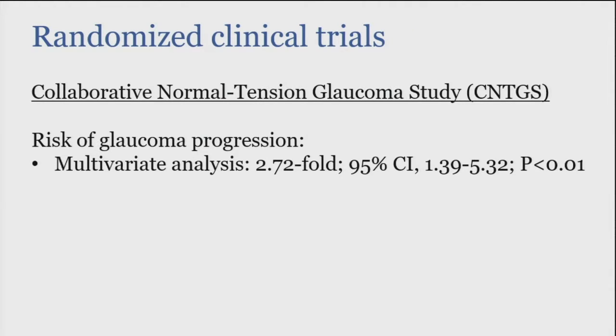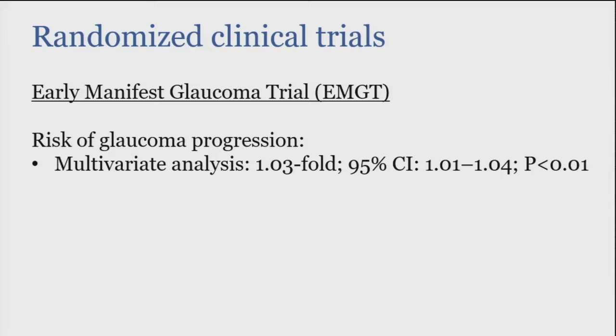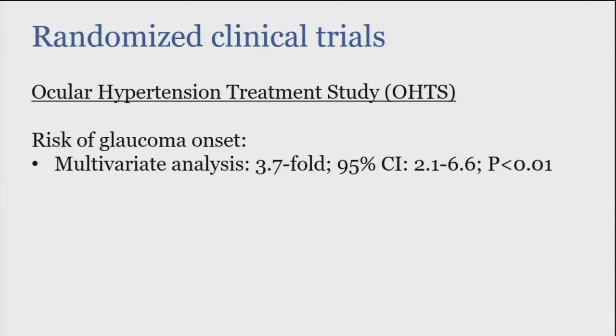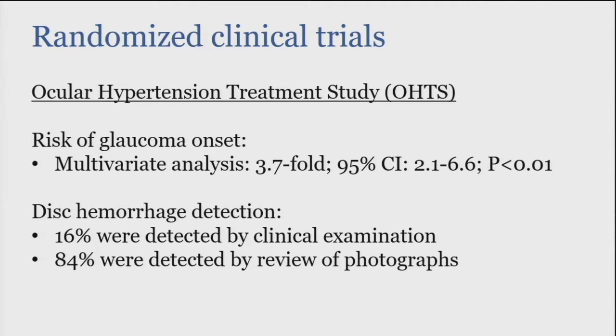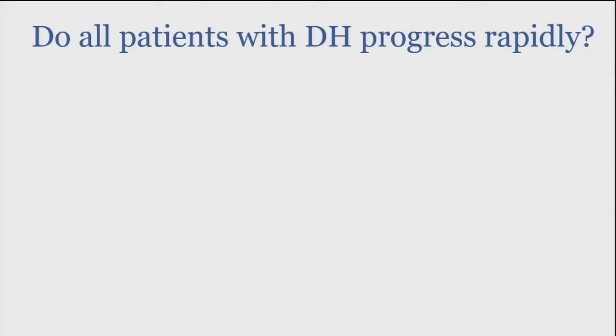All the major randomized clinical trials that tested this hemorrhage found a significant association. This is the CNTGS, which showed a 2.7-fold increase in the risk of progression. The EMGT confirmed it with a smaller effect size, but still significant. And the Ocular Hypertension Treatment Study showed in the multivariable analysis almost a 4-fold increase in the risk of glaucoma onset. But most important is that not performing disc photographs was significantly associated with not detecting hemorrhages. So it's important to document with disc photos.